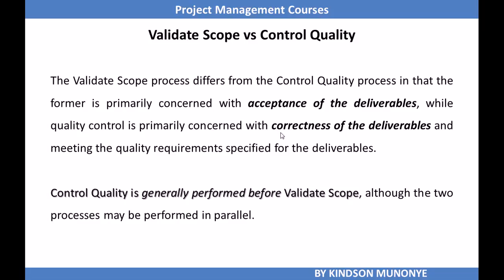But Validate Scope means showing the customer, okay, customer, see the output of this project, do you like it? Are you okay? Are you accepting it? And you document the acceptance by the customer. So Control Quality is generally performed before Validate Scope, although the two processes may be performed in parallel.